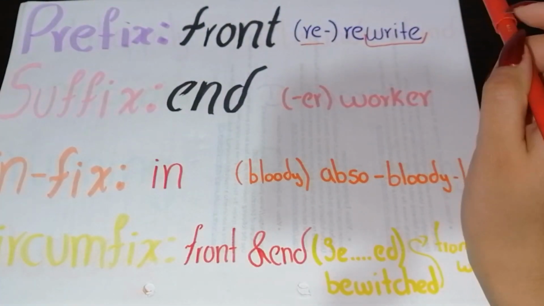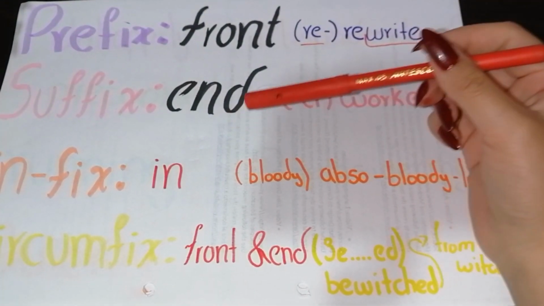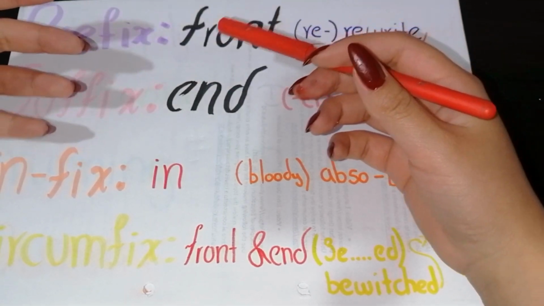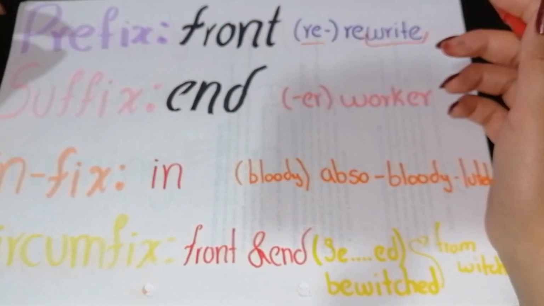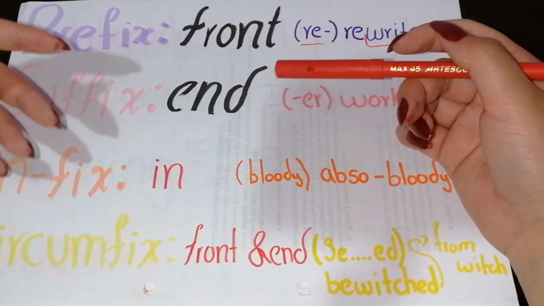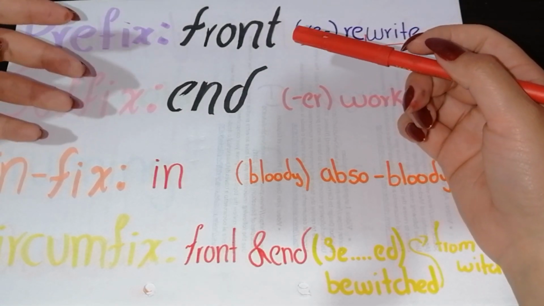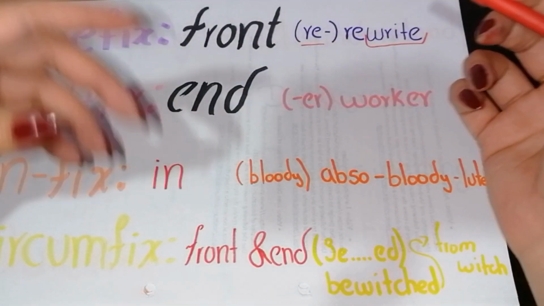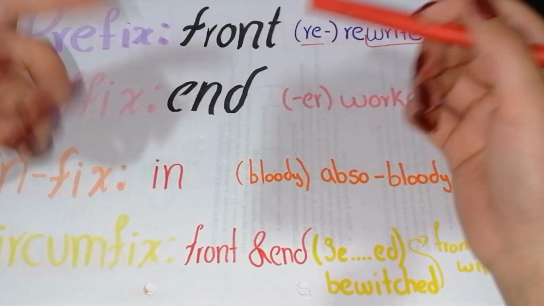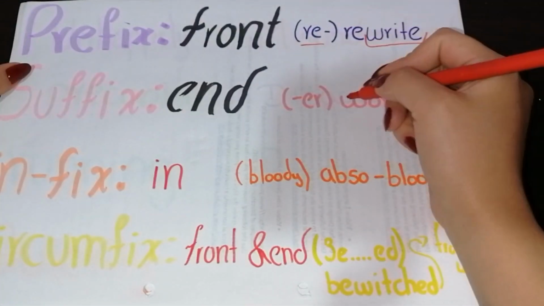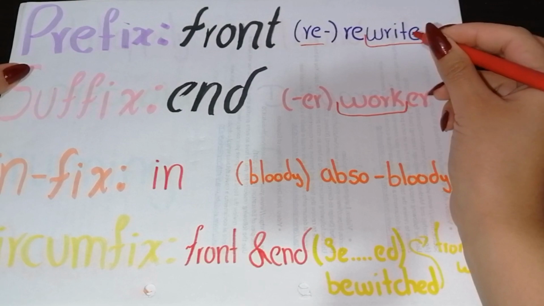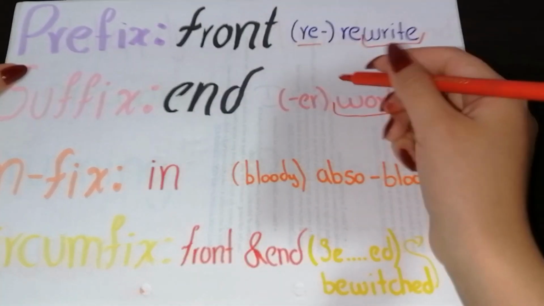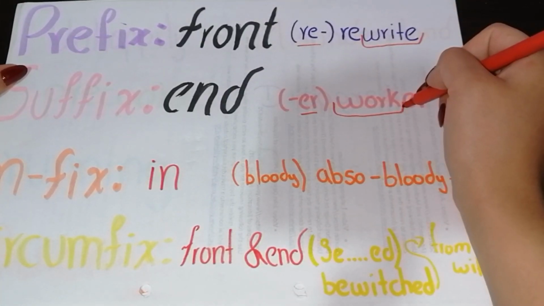Okay, the second one is a suffix. A suffix is a morpheme that is added to the end of a root or stem word to modify its meaning or change its grammatical function. For example, it changes from a verb to a noun or an adjective. In this case, we have the verb work, but when we add at the end er, that changes it to worker.